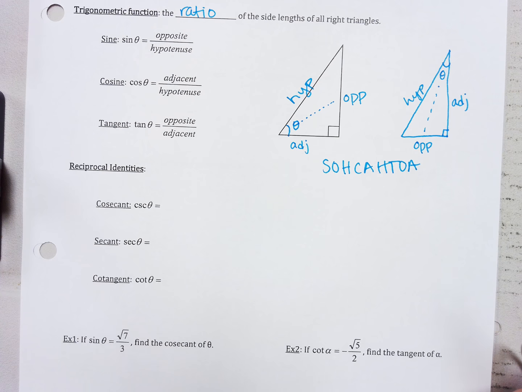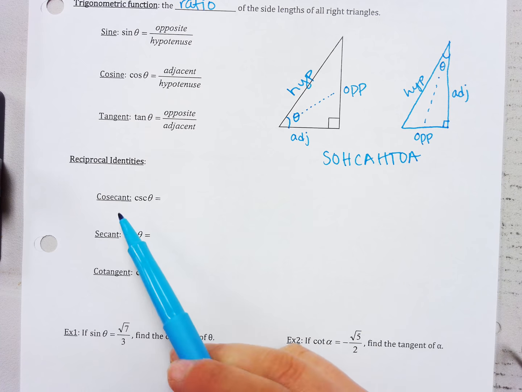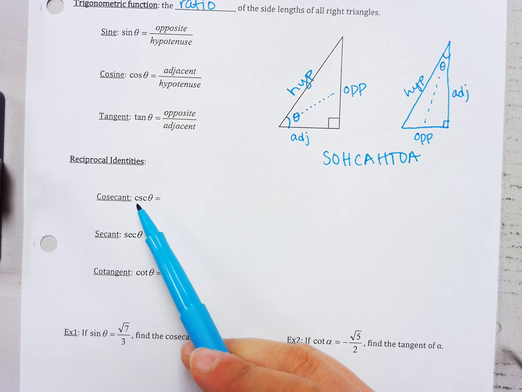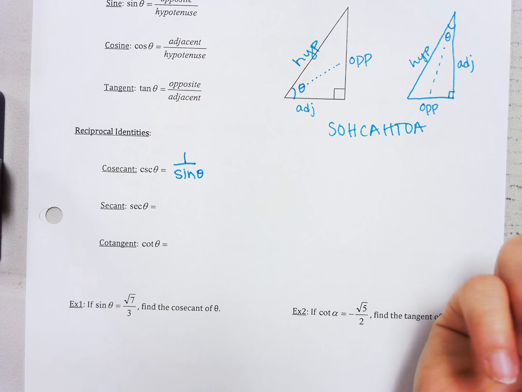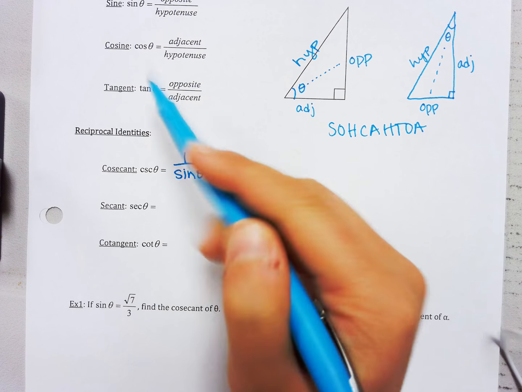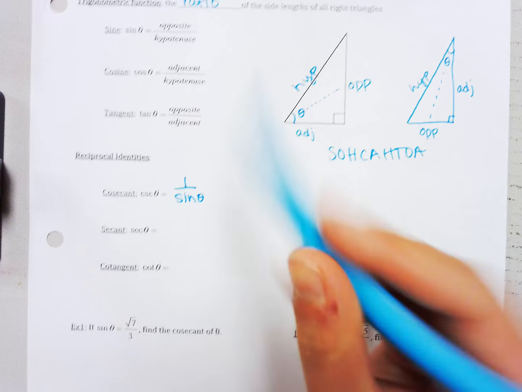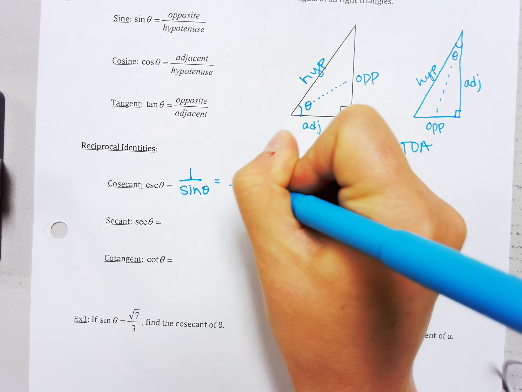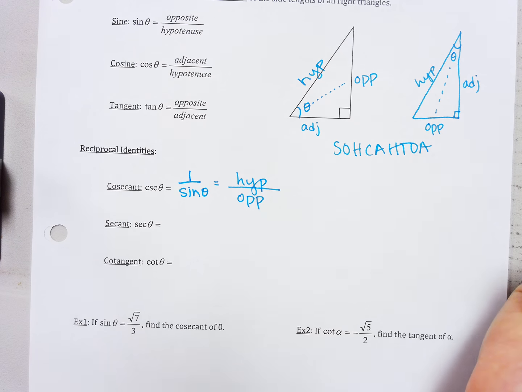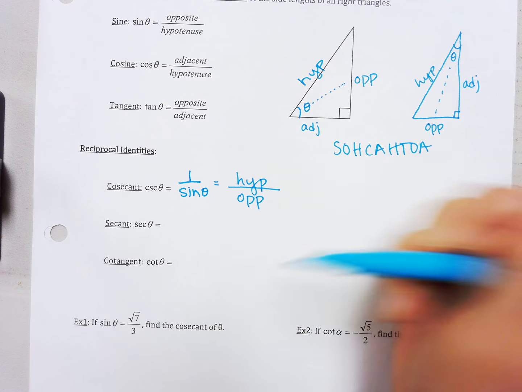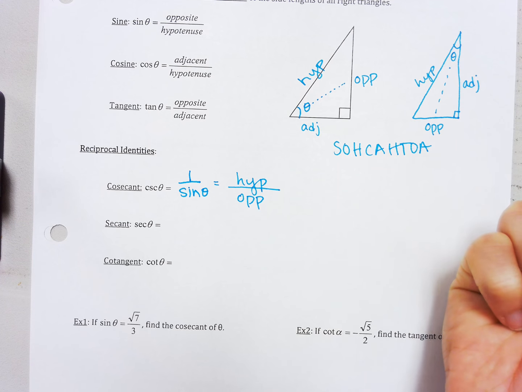So we have reciprocal identities that go along with them. So cosecant, represented by the CSC, goes along with sine. So it's the reciprocal of our sine. Since it's the reciprocal of sine, and sine is defined as the opposite over hypotenuse, then cosecant is defined as my hypotenuse over my opposite. It's that entire thing flipped. So let's say that your sine value is 1/2. That means your cosecant value would be 2 over 1, or 2.